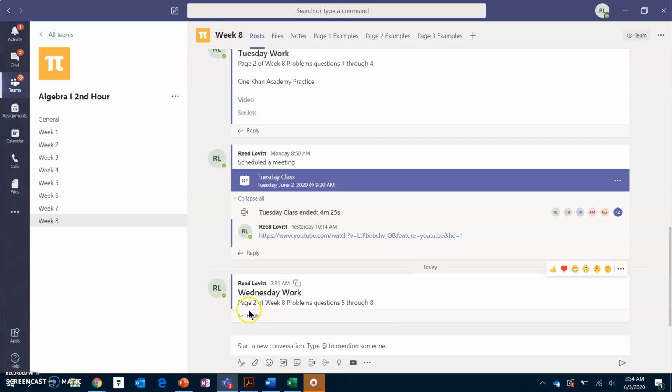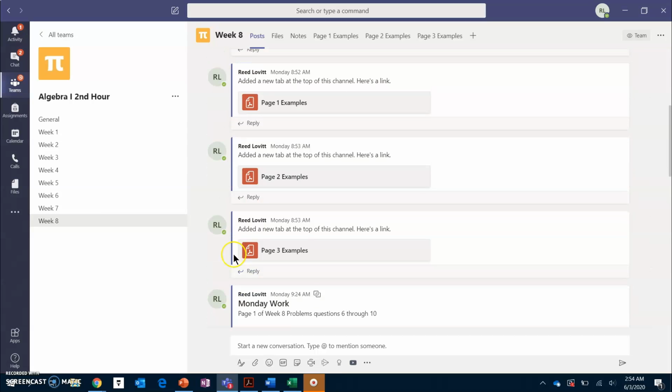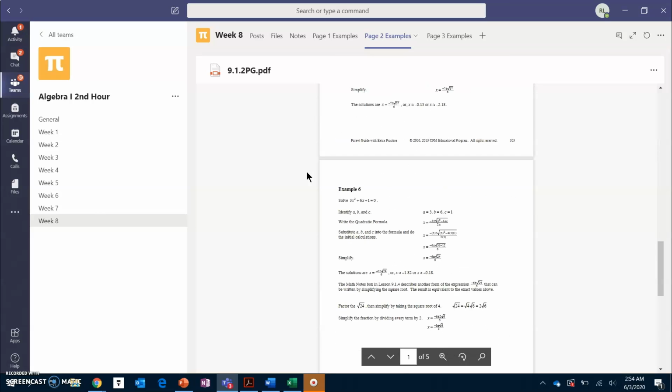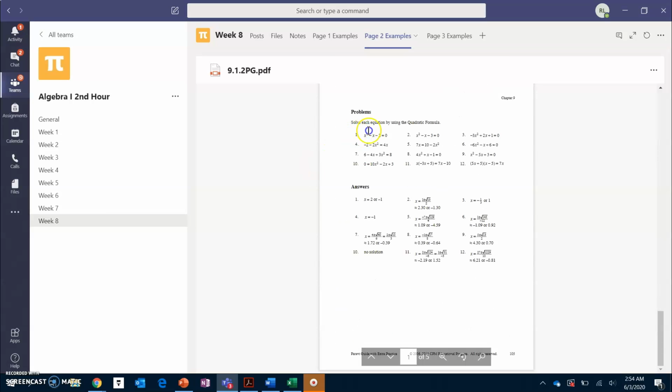doing page 2 of week 8 problems, questions 5 through 8. If you recall, on page 2, we did problems 1 through 4 yesterday. Then today we're going to do 5 through 8. So I'm going to start us off with problem 5, and then I'm going to jump to problem 7, so leave some space for problem 6. And then you guys are also going to do problem 8. So I'll do 5 and 7, you guys do 6 and 8.